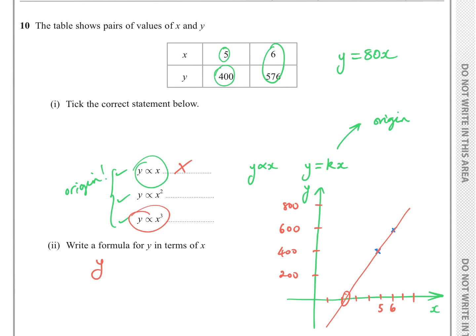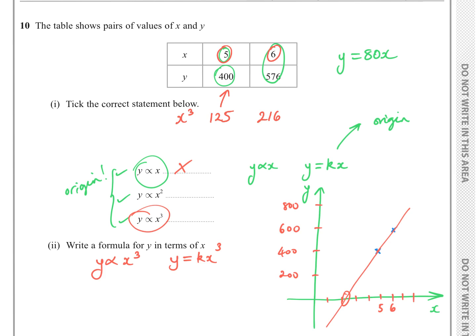So, if y was proportional to x cubed, then y would be equal to kx cubed for some value of k. Well, if we looked at x cubed, then if x was 5, x cubed would be 125, and use your calculator if you want. If x was 6, x cubed would be 216. Well, if you had to do 125s into 400, which I'm going to do now, that would give our value of k.